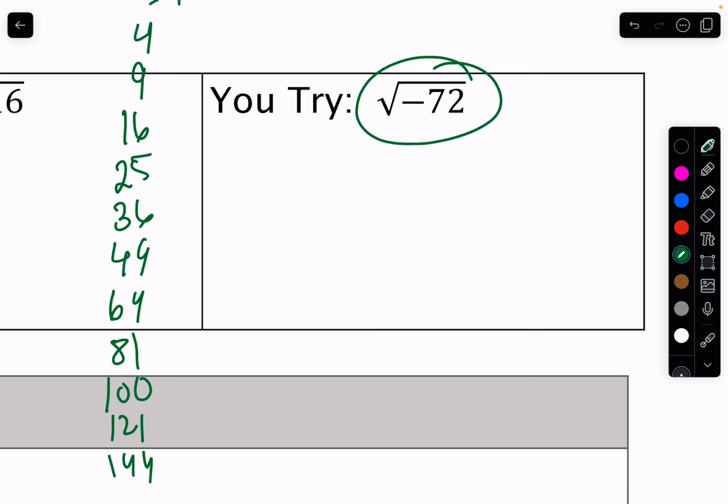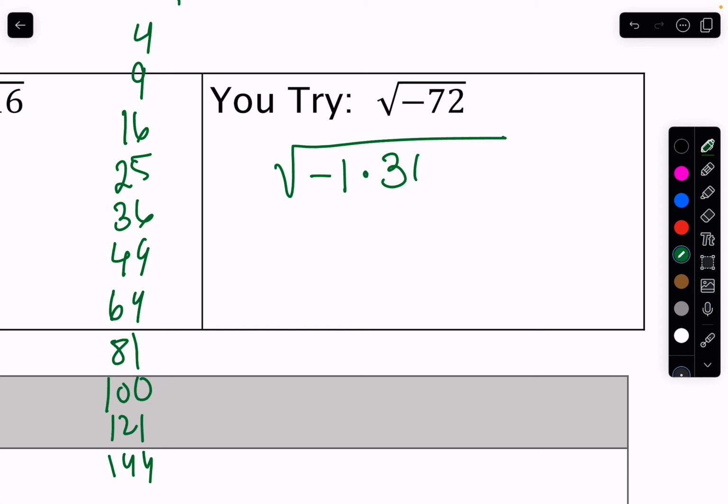So you have to figure out the biggest perfect square that's going to go into 72. One way to do that is to look at all the perfect squares less than 72 and find the biggest one that divides into it. In that case, it's going to be 36. So how we're going to break this down is we're going to take out our -1, all right? And then 72 becomes 36 times 2.